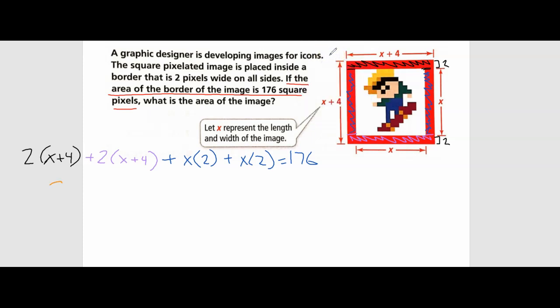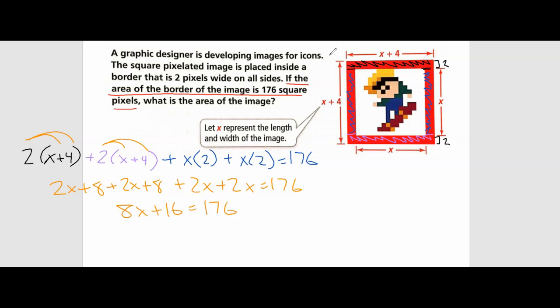Okay, so when I simplify, I get 2x plus 8 plus 2x plus 8. Again, I'm just distributing. Plus 2x plus 2x equals 176. If I simplify, I get 8x plus 16 is equal to 176. That gives me 8x is equal to 160. And that gives me x is equal to 20. So I know that x is equal to 20.